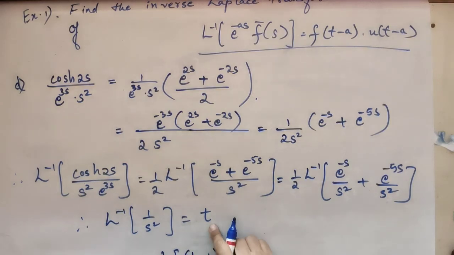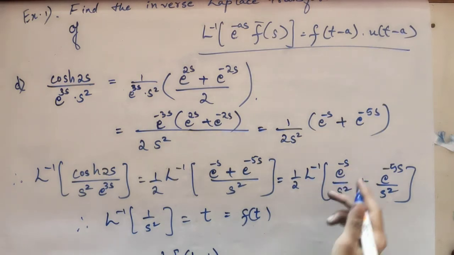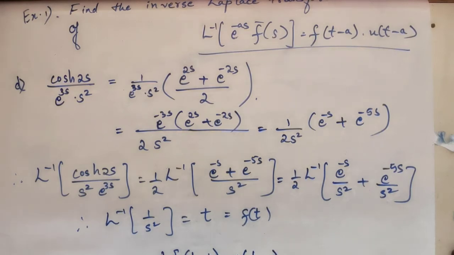In place of f of t, you're going to write t, this is your f of t for both the cases. So t minus 1 you're going to write, since the value for the first term is a equals 1. So into u of t minus 1, the unit step function you have to multiply, plus here the value for a is 5. So it will be t minus 5 into u of t minus 5.